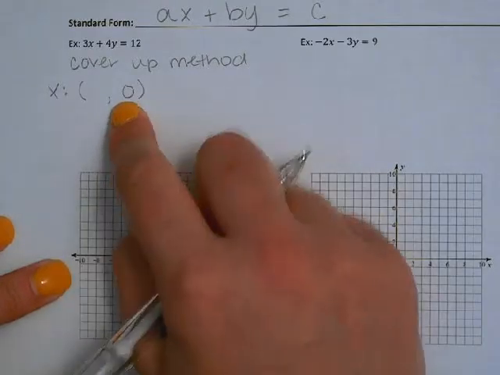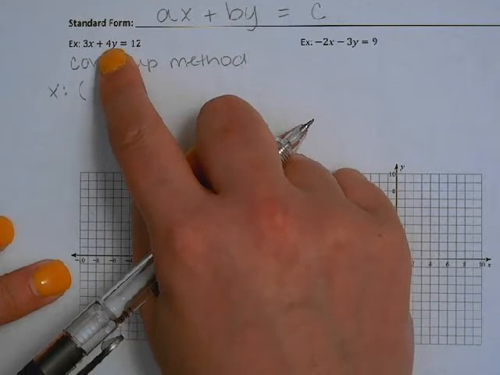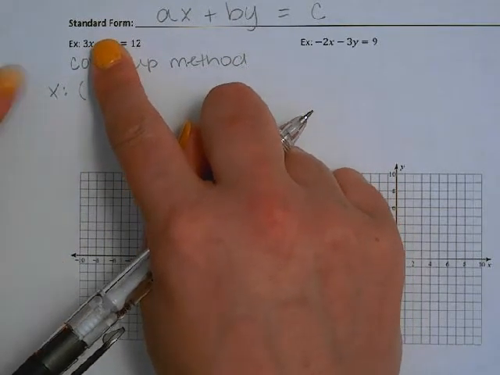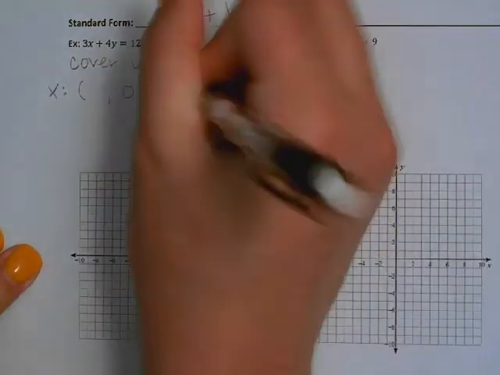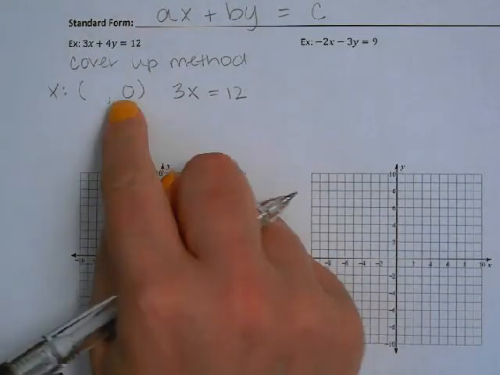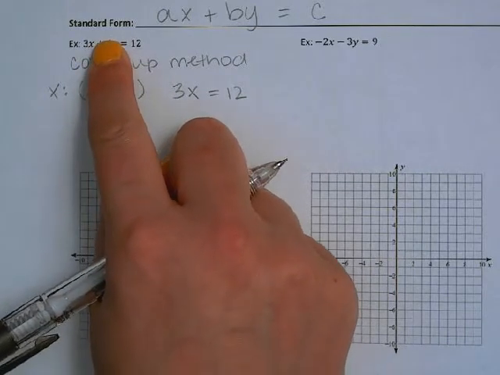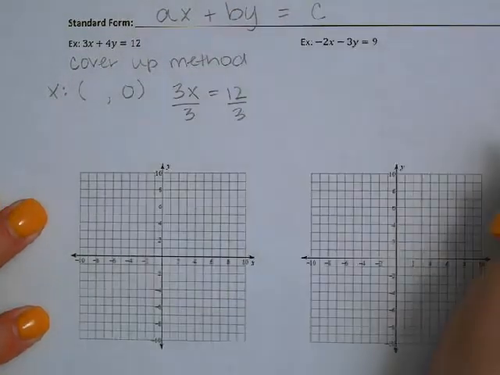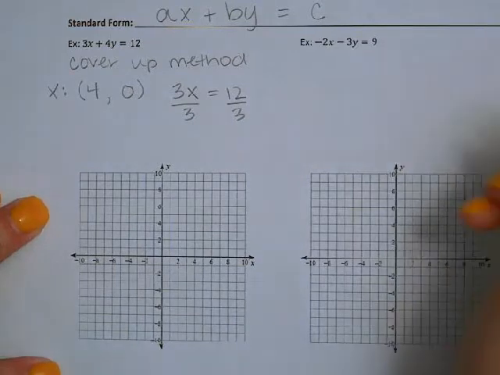So if I think about plugging 0 in for y, 4 multiplied by 0 is 0, and that's just not going to be there. It's going to be nothing. So I'm going to end up with 3x equals 12. And so that's what they mean when they call it the cover-up method, is that I know that y is going to be 0, so I can cover it up. So 3x equals 12. I'm going to go ahead and divide by 3, divide by 3. 12 divided by 3 is 4. So the x-intercept is 4.